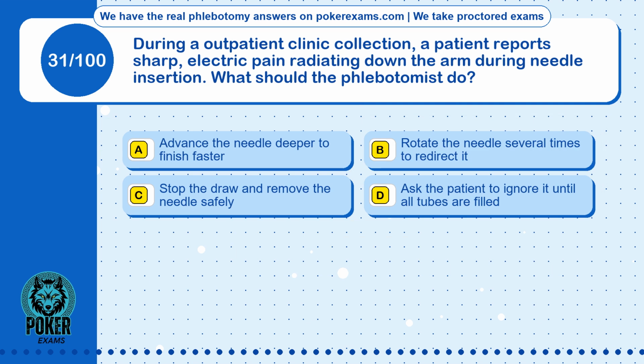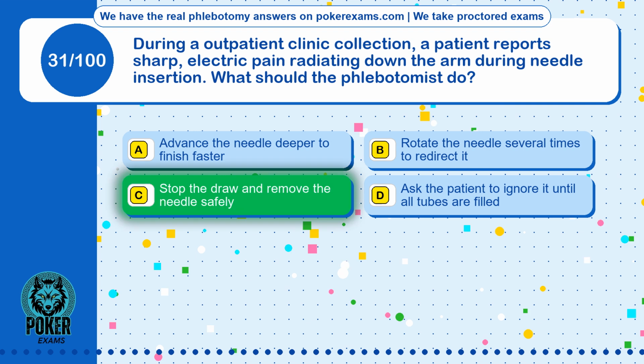Question 31. During an outpatient clinic collection, a patient reports sharp, electric pain radiating down the arm during needle insertion. What should the phlebotomist do? Option A. Advance the needle deeper to finish faster. Option B. Rotate the needle several times to redirect it. Option C. Stop the draw and remove the needle safely. Option D. Ask the patient to ignore it until all tubes are filled.